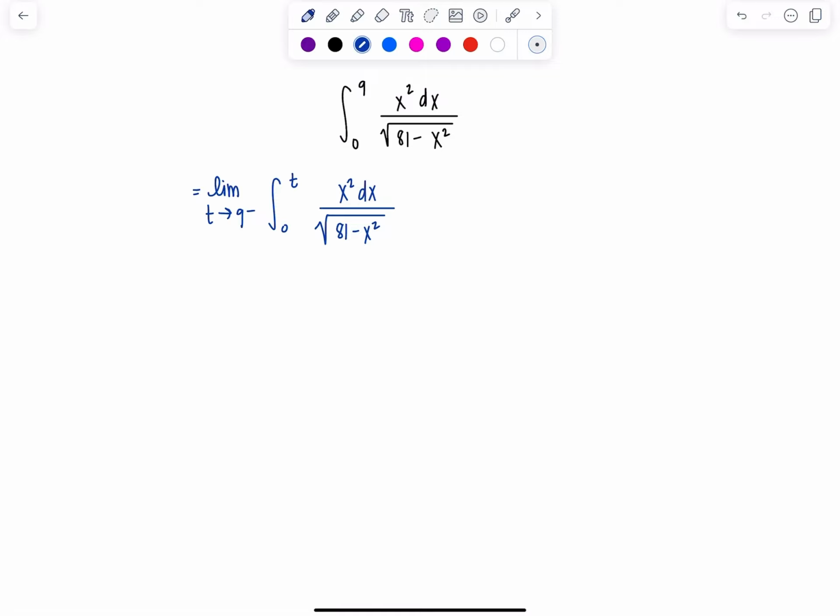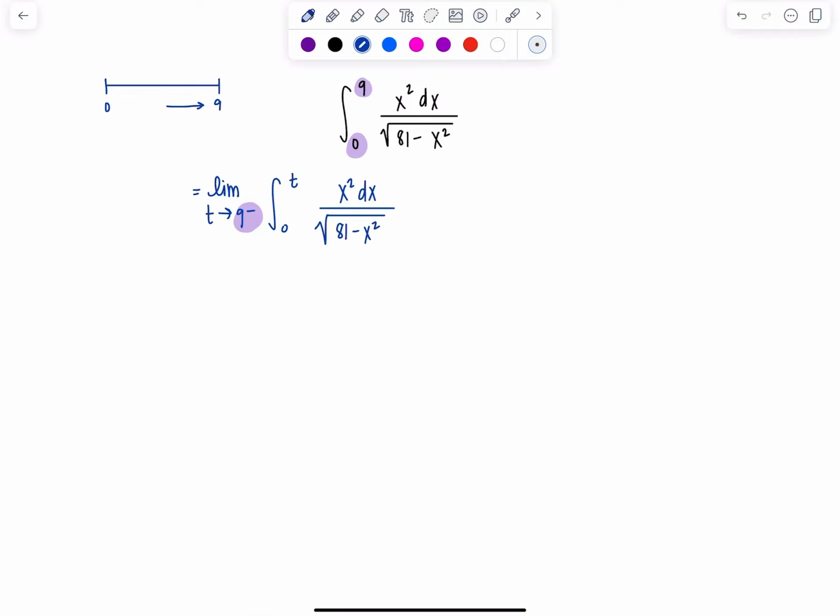If you get confused as to which side we are approaching from when you do these limits, just remember this integral is from 0 to 9. So you could think of it like we are on the interval from 0 to 9. The only way I can approach 9 on this interval is from the left side.